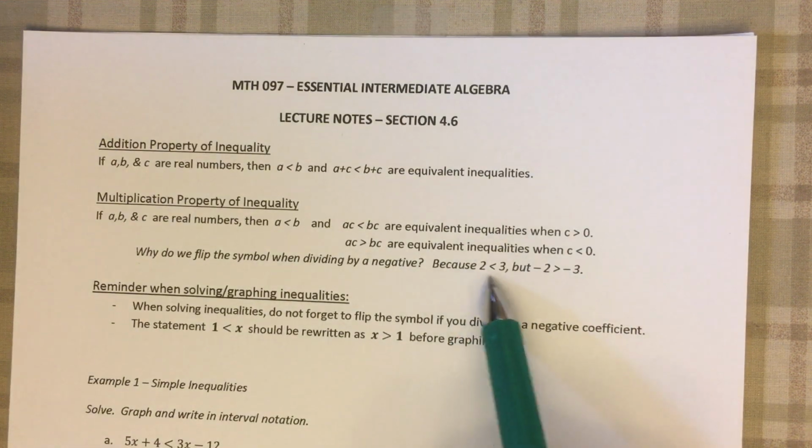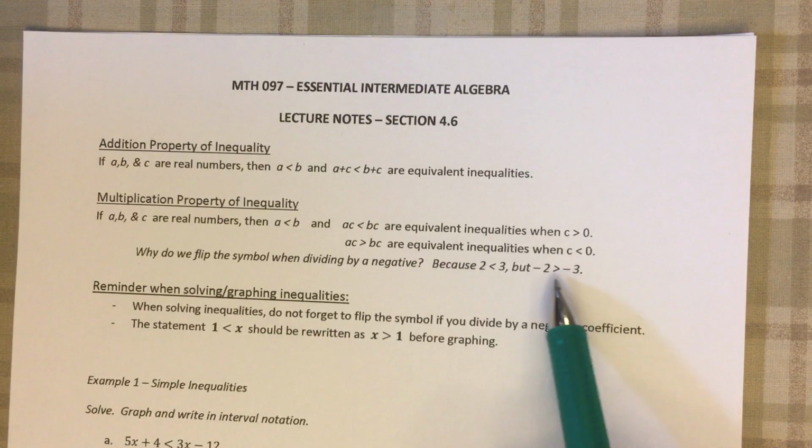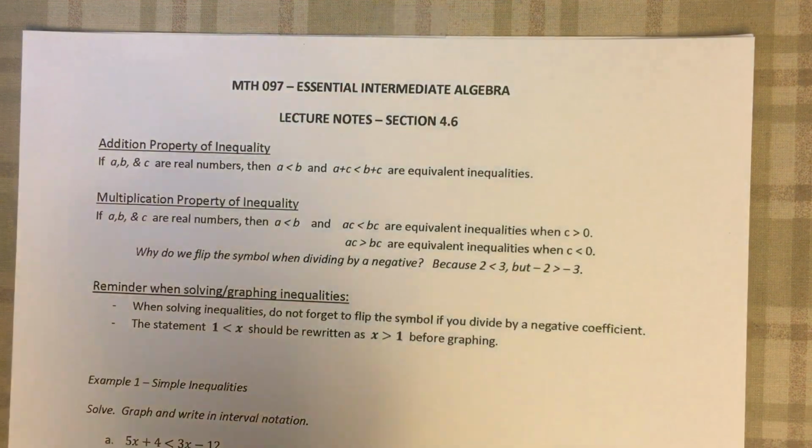And down here, if we look at this, 2 is less than 3. But if we put negatives in front of them, if we divide or multiply both of these by negative 1, well, now we have negative 2, and it actually is greater than negative 3. So anytime we multiply or divide by a negative number, we want to make sure we flip our inequality symbol.